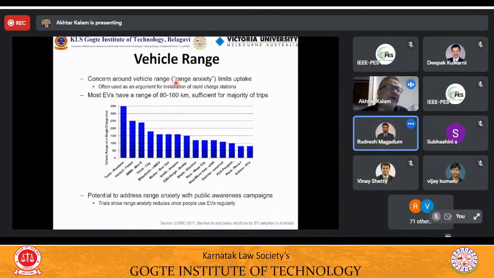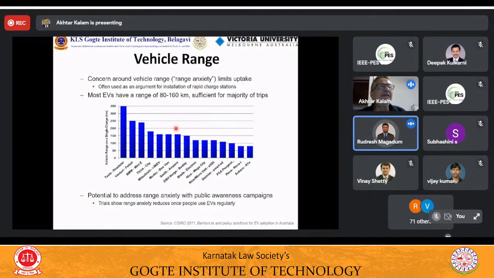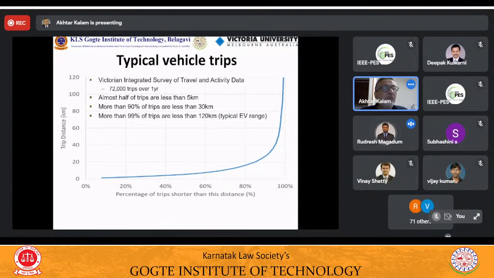So we need to have public awareness campaigns. And once the people are aware that it can drive up to 80 to 160 kilometers, then there should be no problem. Then the typical vehicle type.